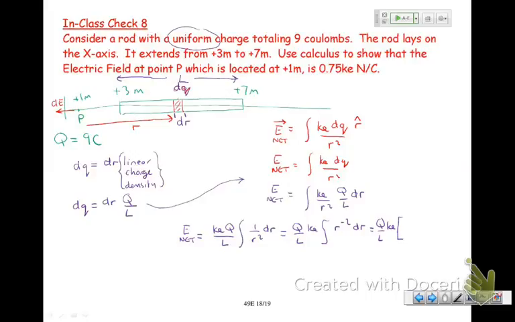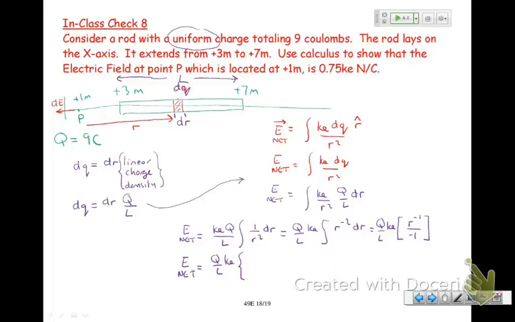What is that going to be? Let's use our power rule. Increase the power by 1 and put it in the denominator. r to the minus 1 over minus 1. So E net is equal to Q over L k_e. Now let's have a look.